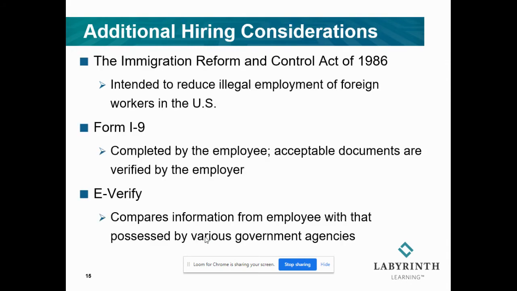So additional hiring considerations would be the Immigration Reform and Control Act of 1986. It was intended to reduce illegal employment of foreign workers in the U.S. You have the Form I-9, completed by the employee for acceptable documents, verified by the employer, and E-Verify, which compares information from the employee with that of government agencies.